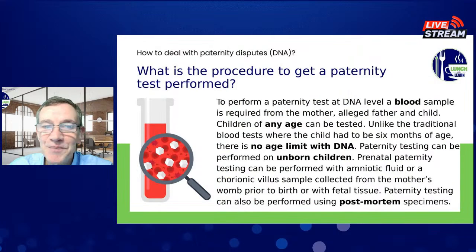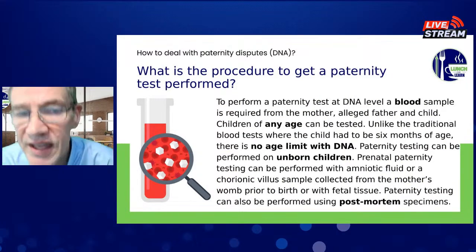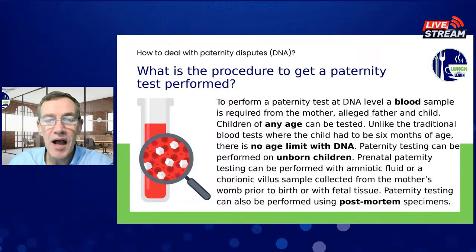So what is the procedure that is needed? Usually a blood sample is drawn. A blood sample is required from the mother, the alleged father, and the child. A child at any stage could be tested. Traditional tests said that the children had to be at least 6 months old before they could be tested.